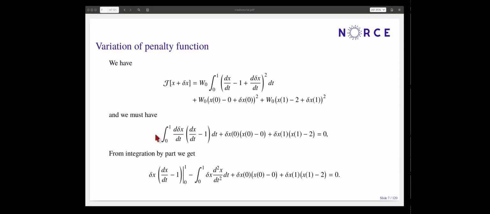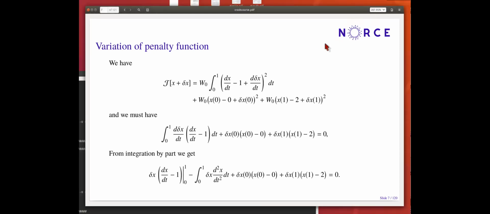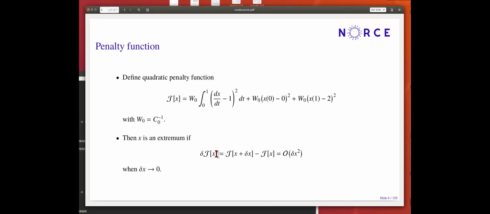And I say that if all this equation is equal to 0, that means all the terms proportional to delta x are equal to 0. Then this expression will be proportional to delta x squared.